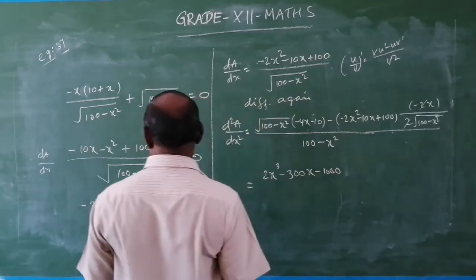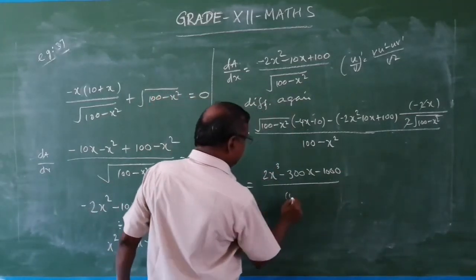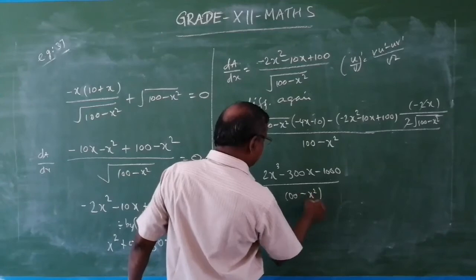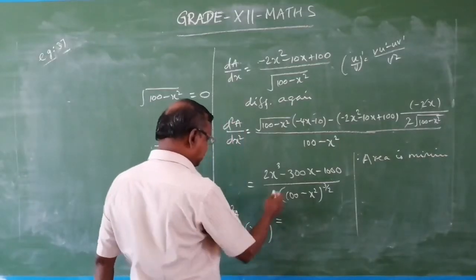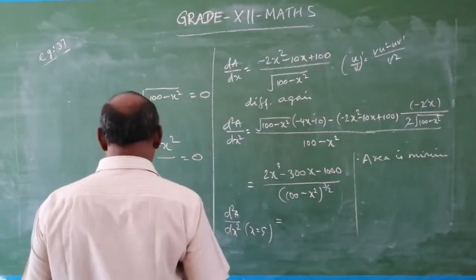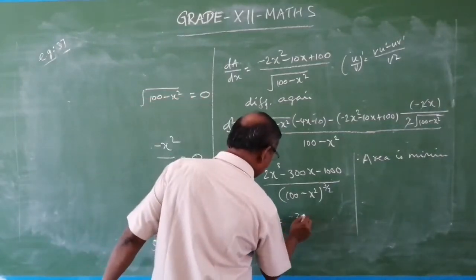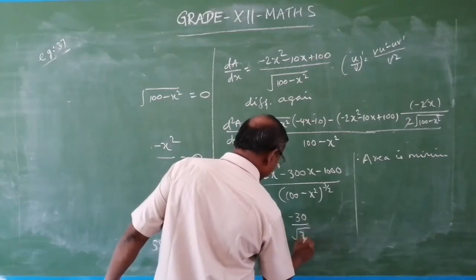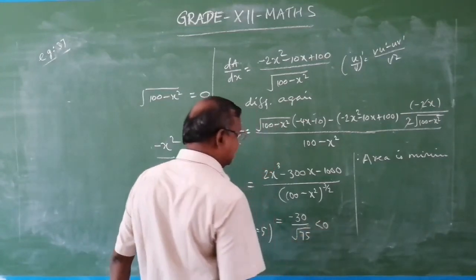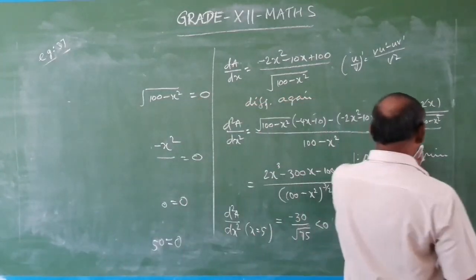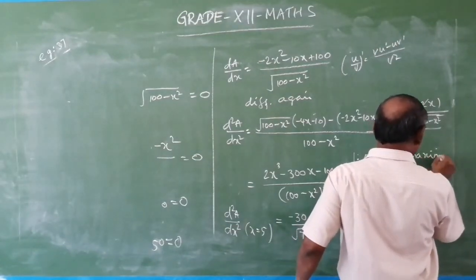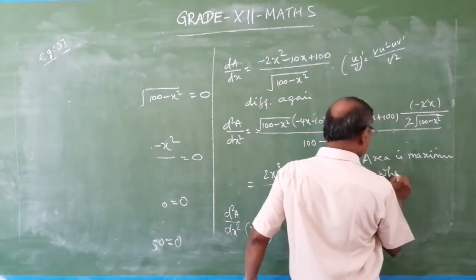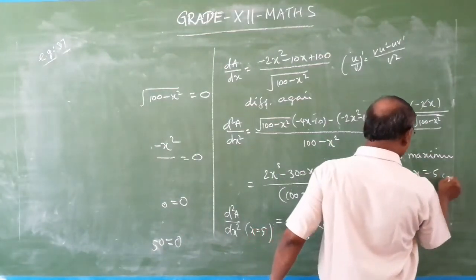So by simplifying this, we have A double dash equal to 2x cube minus 300x minus 1000 divided by (100 minus x square) whole power 3 by 2, when x equal to 5. So substituting the values, we have minus 30 by root 75, which is a negative quantity. Therefore the area is maximum when x equal to 5 centimeter.